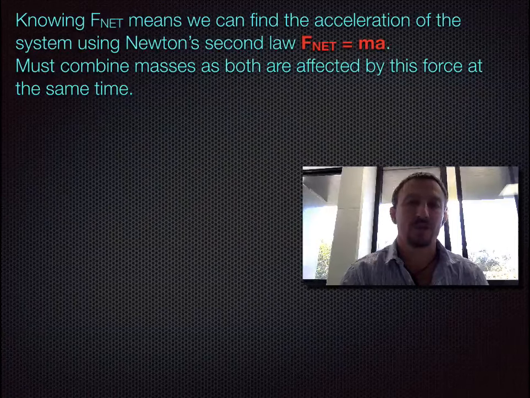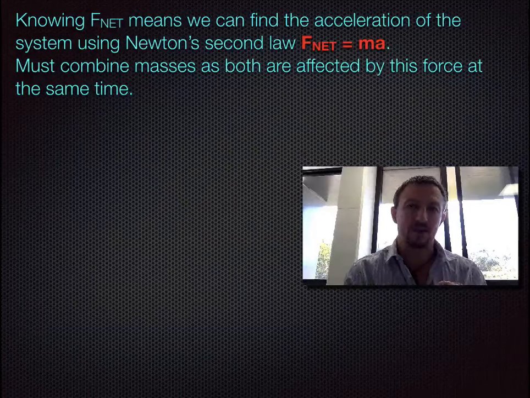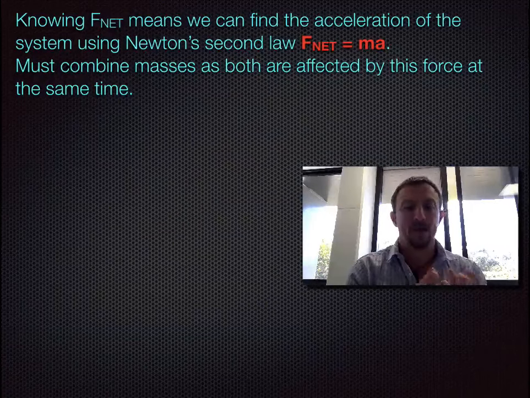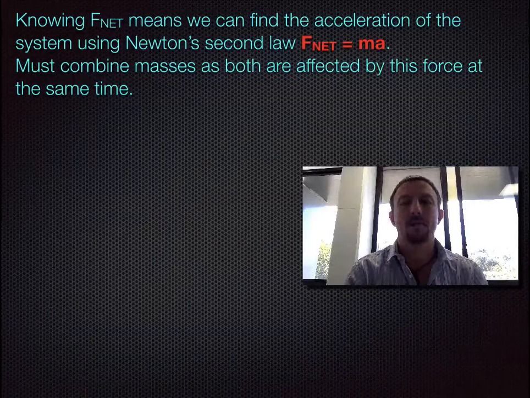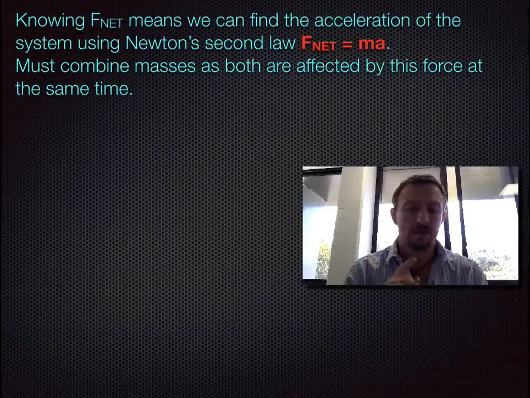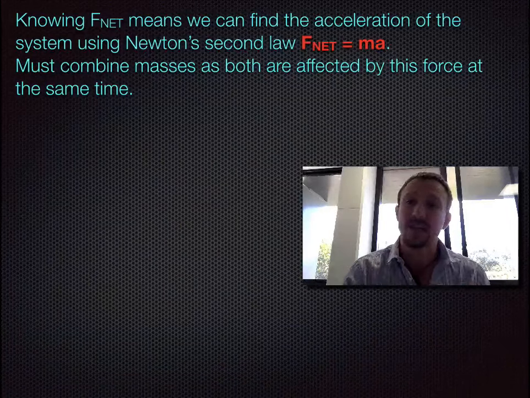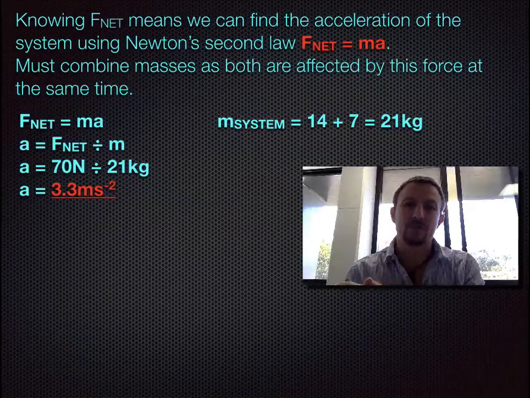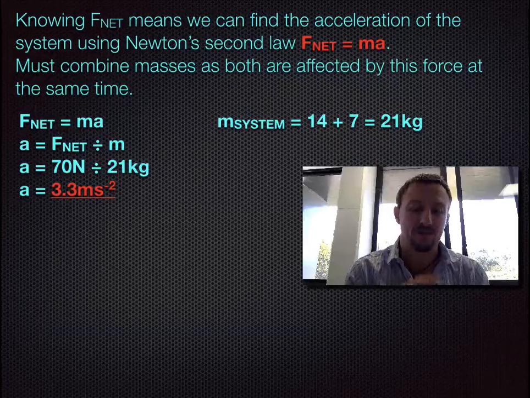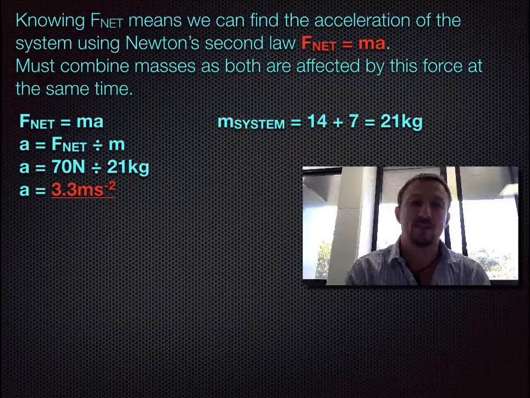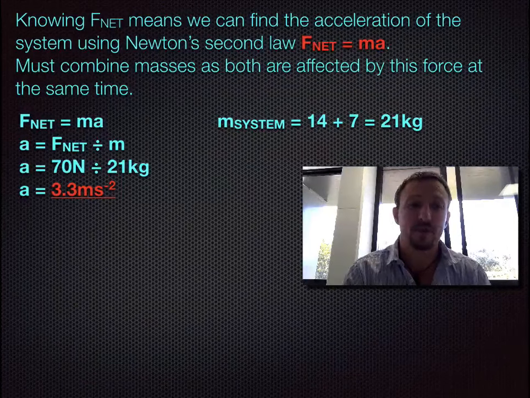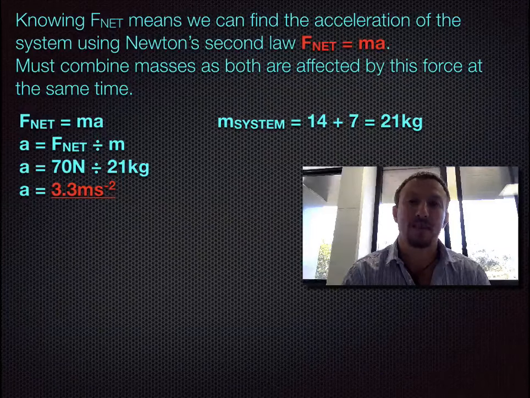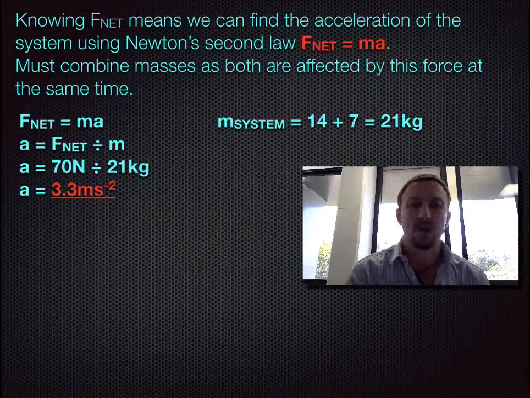So now what I've got to do is that whole system is now going to have a force of 70 newtons pulling it down. Now the system is made up of two masses. I've got the 14 kilogram mass and the 7 kilogram mass. So as a result, I've got the 70 newtons acting on a combined mass of 14 plus 7, which is basically 21 kilograms. So as a result, my acceleration is 3.3 meters per second squared in a downwards direction.